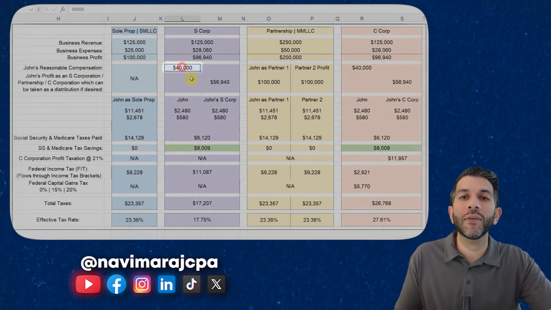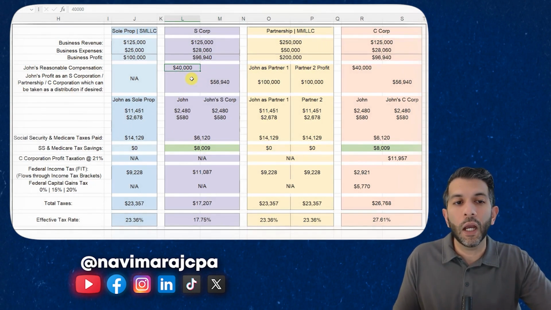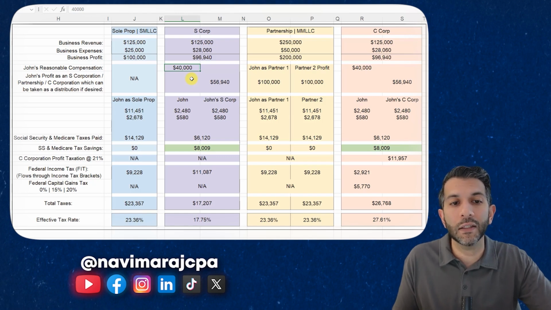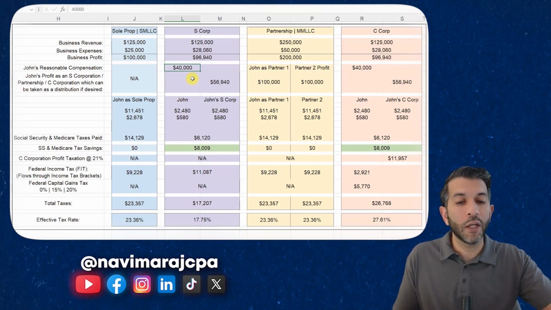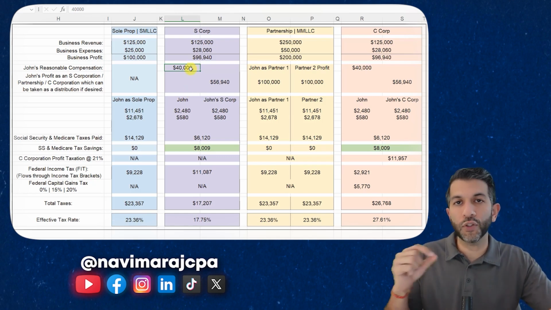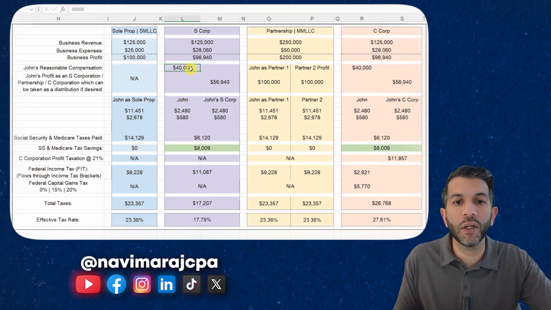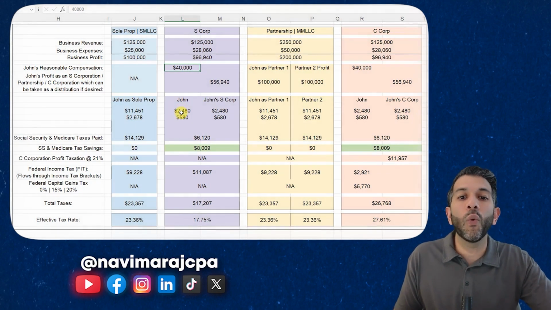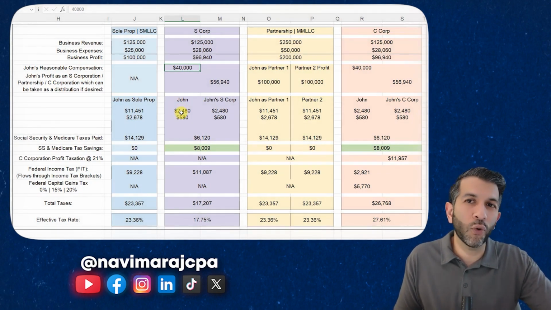You have to pay yourself reasonable compensation. You typically do that through payroll, and you're going to be paying some payroll related taxes. So let's say your name is John. John, the business owner, has decided that his reasonable compensation for the services he performs for his S corporation is $40,000. What taxes does he have to pay on the $40,000?